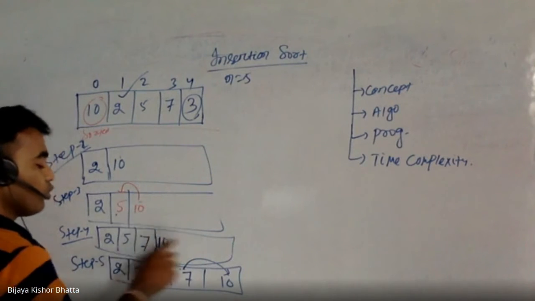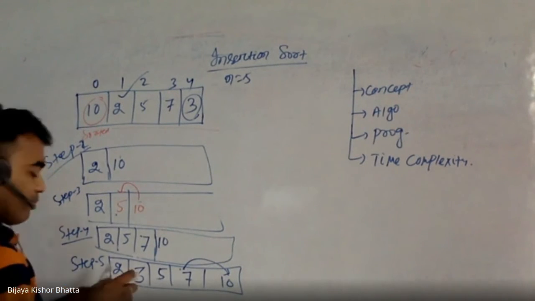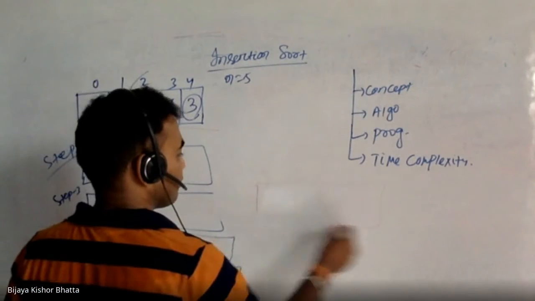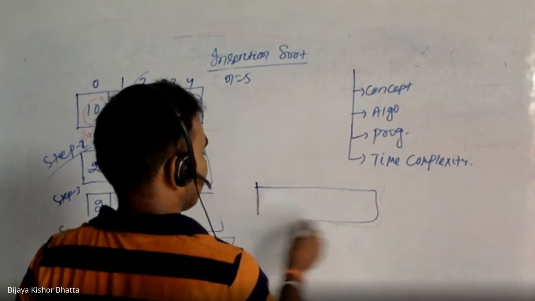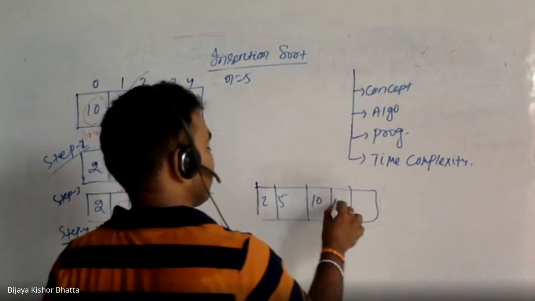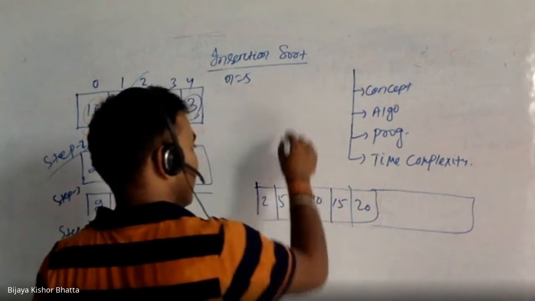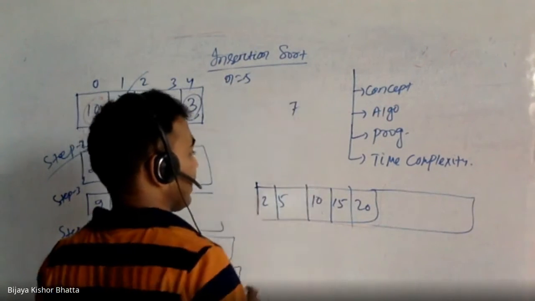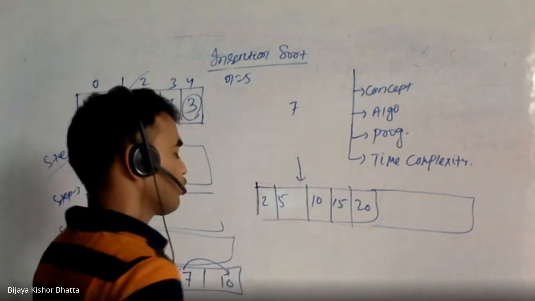So that's why you do a one step shift, because this is your sorted form. Suppose this is your sorted array: 2, 5, 10, 15, and 20. Suppose 7 is coming. 7 should be inserted here. By looking at this, you know that.